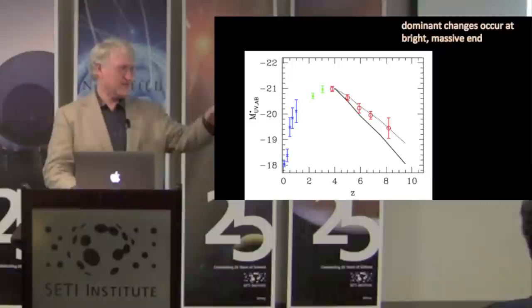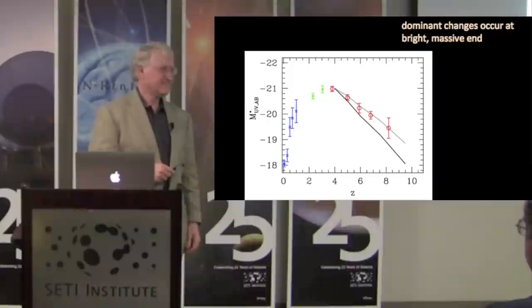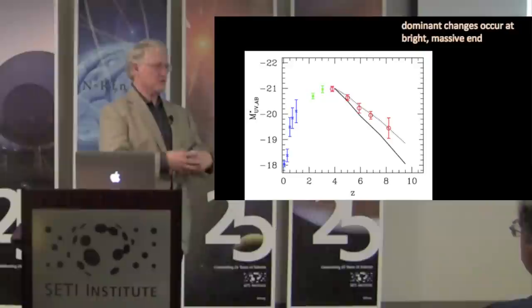Is that due to a lack of raw materials for new stars? Largely, yeah. I think most galaxies, most dark halos have turned most of their gas into stars. Most of the gas that is going to turn into stars has been turned into stars.